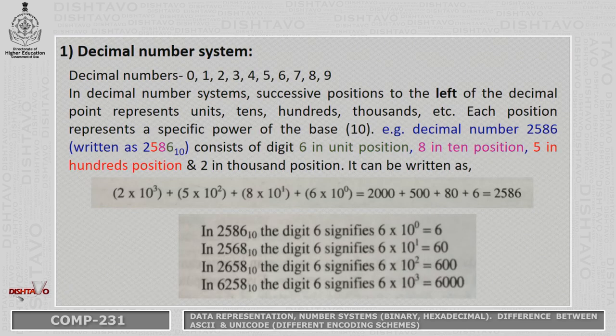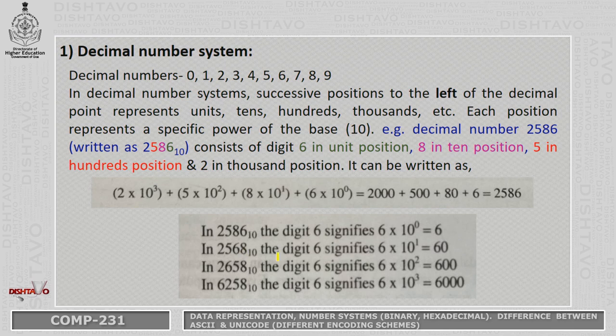So first is the decimal numbers. There are 10 digits in the decimal number system: 0, 1, 2 up to 9. In this decimal number system, successive positions to the left of the decimal point represent unit, that is 10 position, 100, 1000 position. So each position represents a specific power of the base 10. Here in decimal number, base is equal to 10.